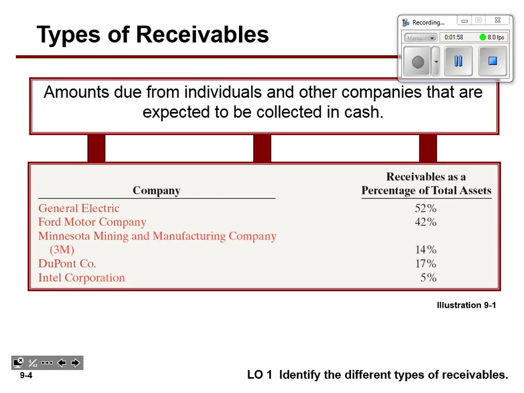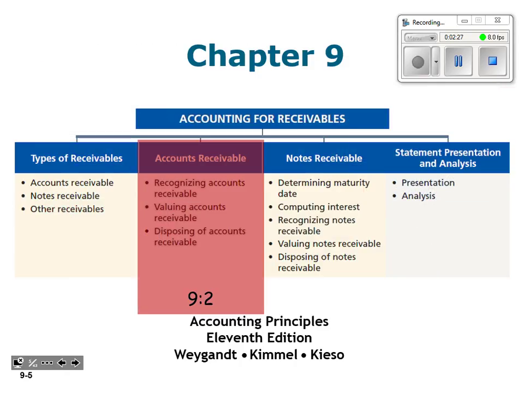Versus Intel, what does that say? Do they let people charge a lot or not, Intel? No, because only 5% of their assets are tied up in receivables. So in other words, these floating balloons that are out there floating, full of eventually getting paid. General Electric has a lot of balloons floating around. Intel, not so much. That's all of the first section.